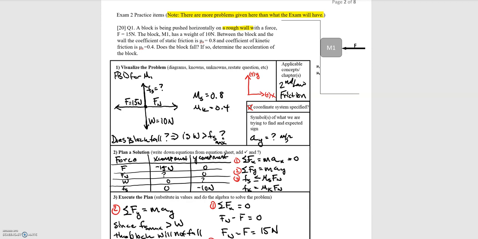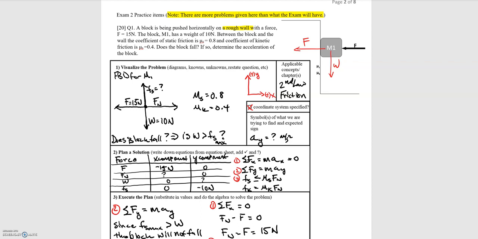So how many forces do we have? Well, we definitely have an applied force to the left. We know since there's a mass, there must be a weight force. It's a rough wall, so there must be friction happening.